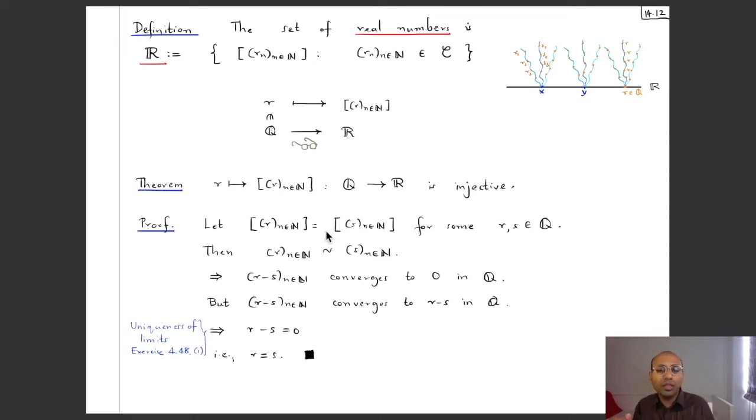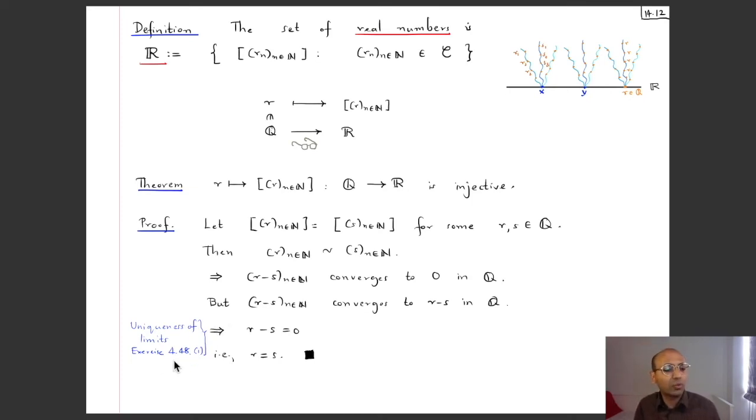But whenever two equivalence classes are coincident, if I take any element from the first equivalence class and any element from the second equivalence class, then they are related to each other. So we know that this sequence, the constant sequence R, is related to the constant sequence S. But that by definition means that R minus S converges to 0 in Q. But this is the constant sequence R minus S, R minus S, R minus S, and so on, which of course converges to R minus S in Q. But it can be shown that any sequence which is convergent in Q has a unique limit.